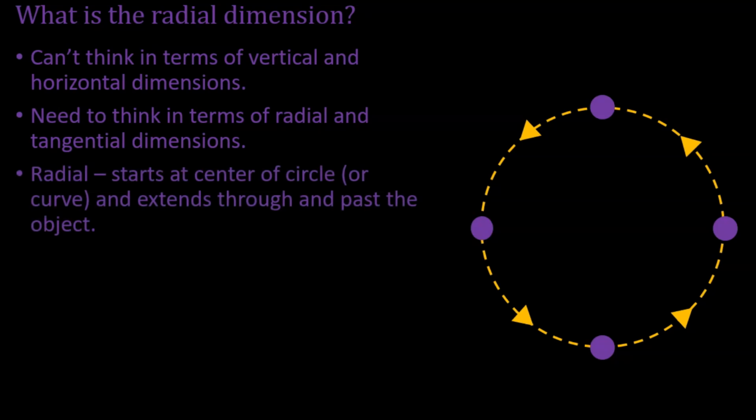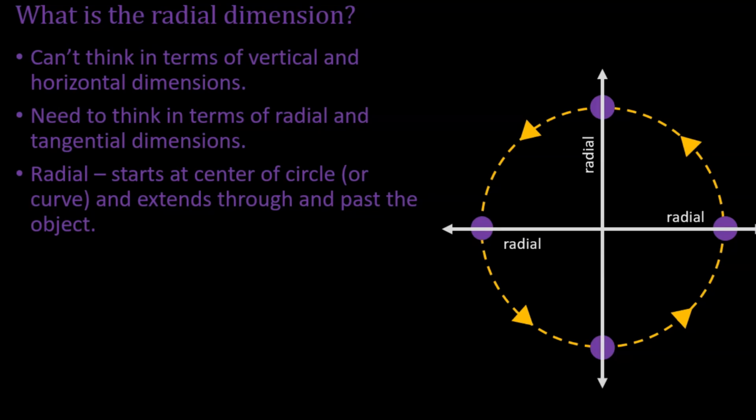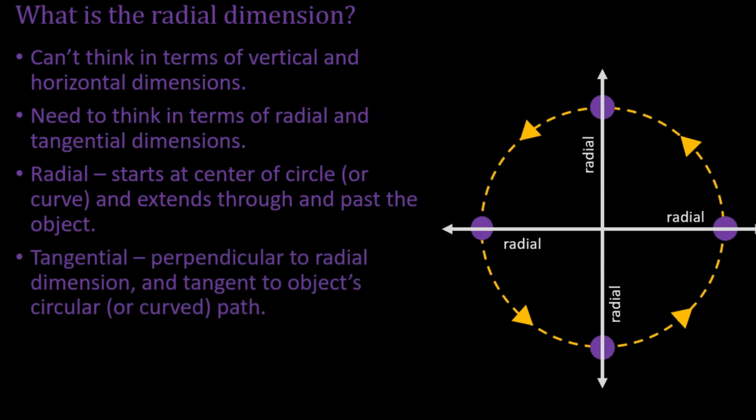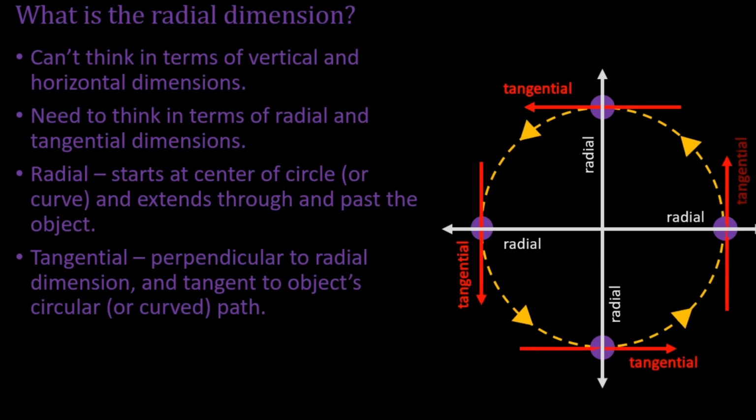First, the radial dimension starts at the center of the circle and extends through and past the object. So here, for the 4 different positions of the ball moving in a circle, I've shown the radial dimensions. The tangential dimension is perpendicular to the radial dimension, and it's tangent to the object's circular or curved path. And now let me draw the tangential dimension.